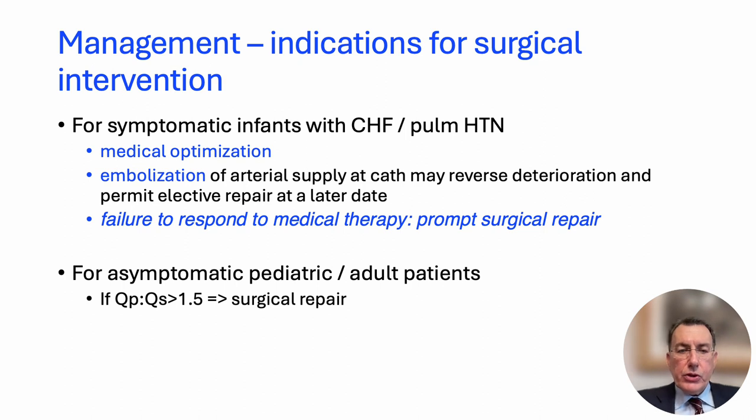Regarding indications for surgery, asymptomatic older patients should be repaired if they have significant overcirculation. Symptomatic infants, on the other hand, with heart failure and pulmonary hypertension, require surgical therapy but should be medically optimized first. Embolization of arterial supply may be considered to help stabilize these patients and to possibly permit deferring surgical repair for later under better conditions. However, failure to respond should prompt surgical repair without delay, lest pulmonary hypertension establishes itself.